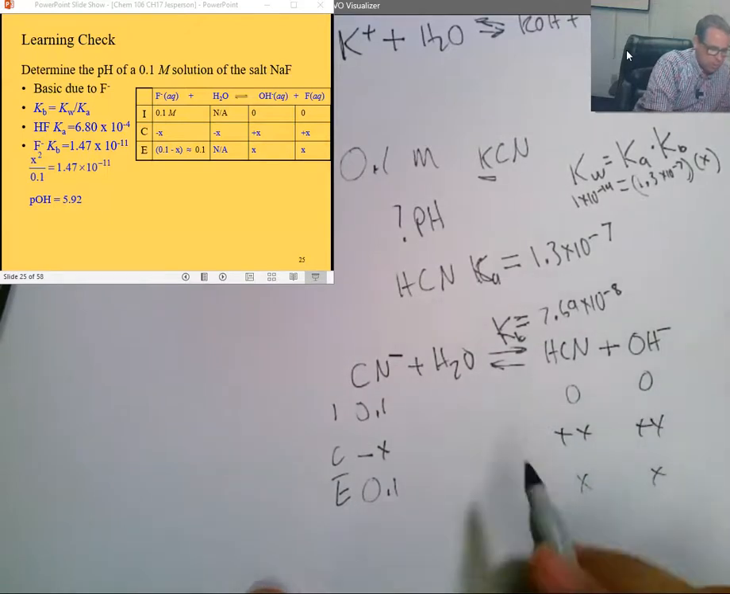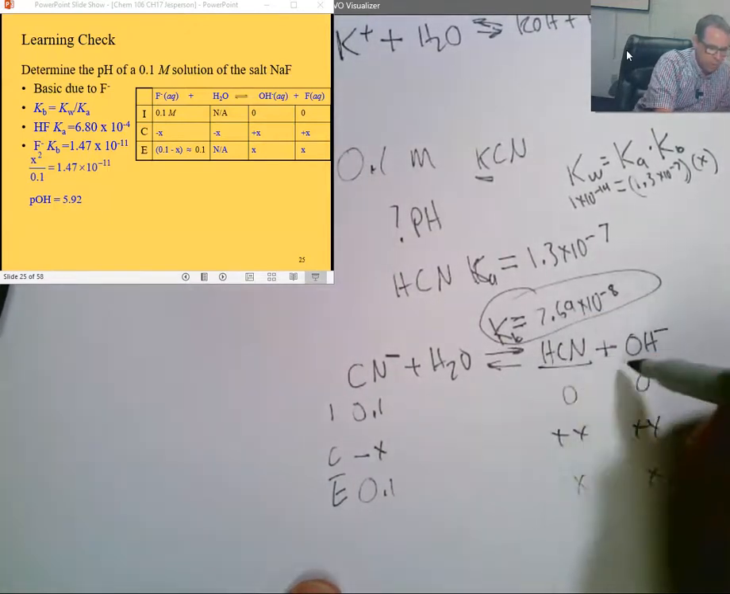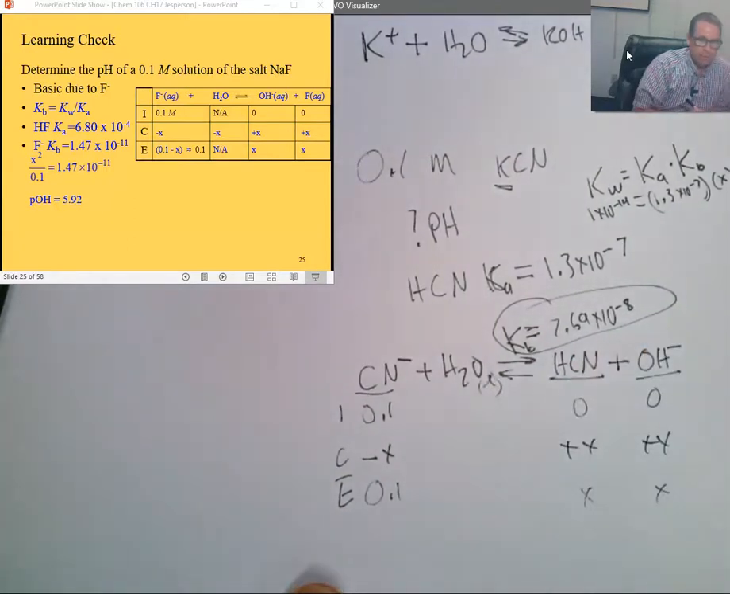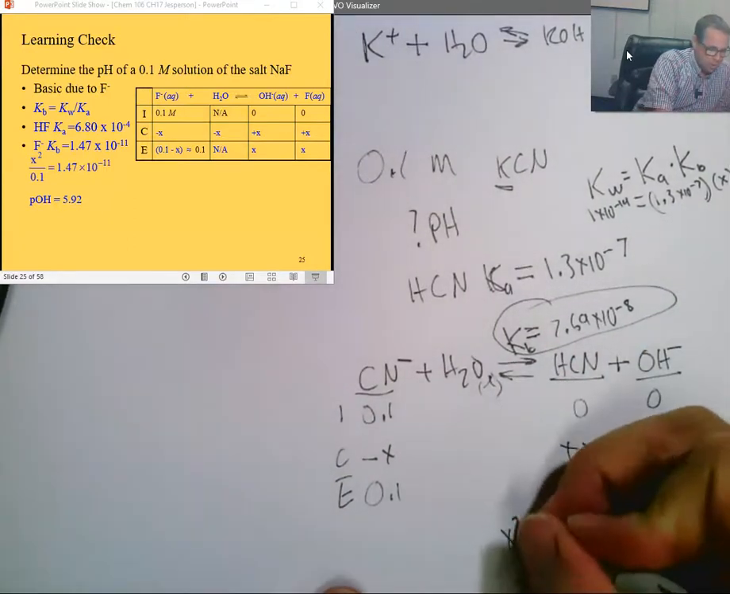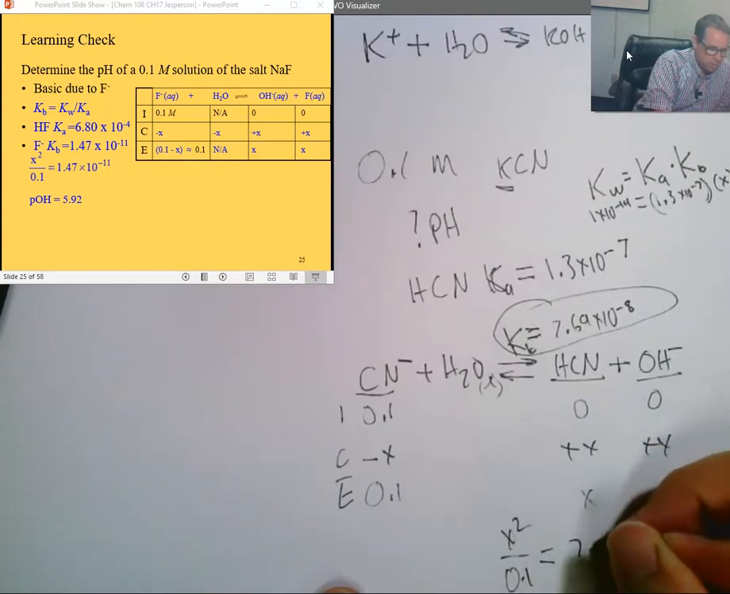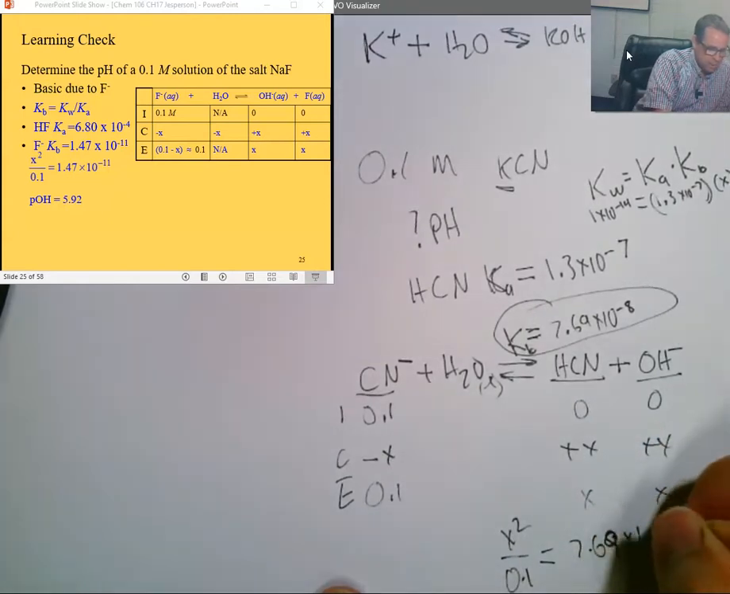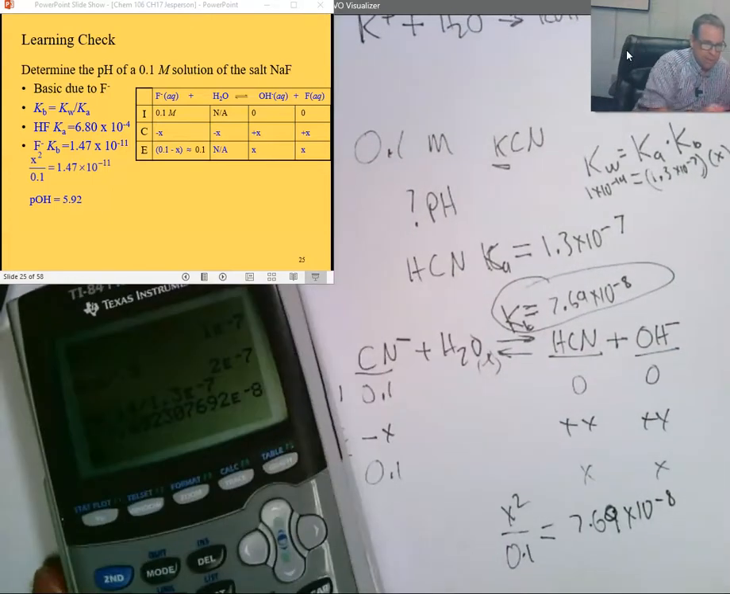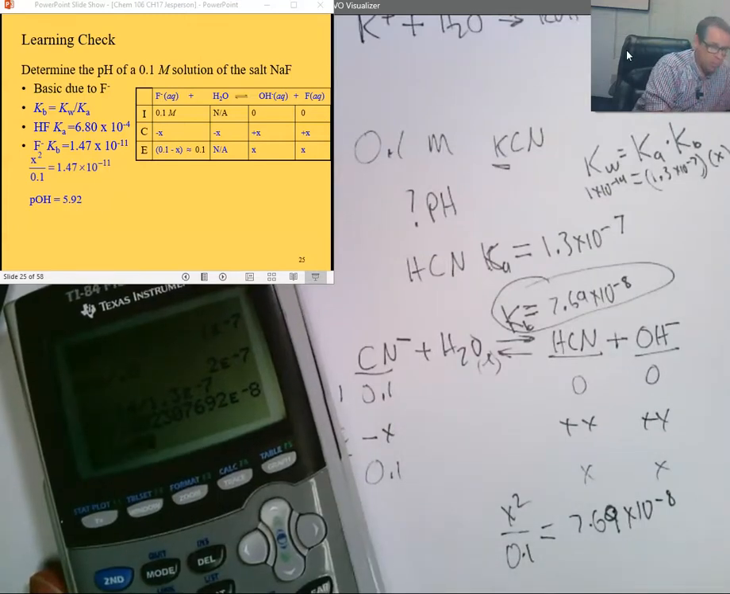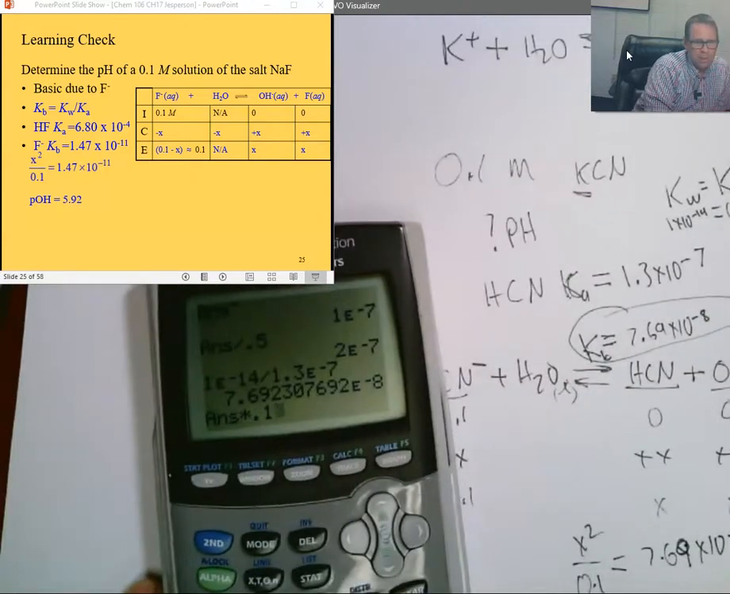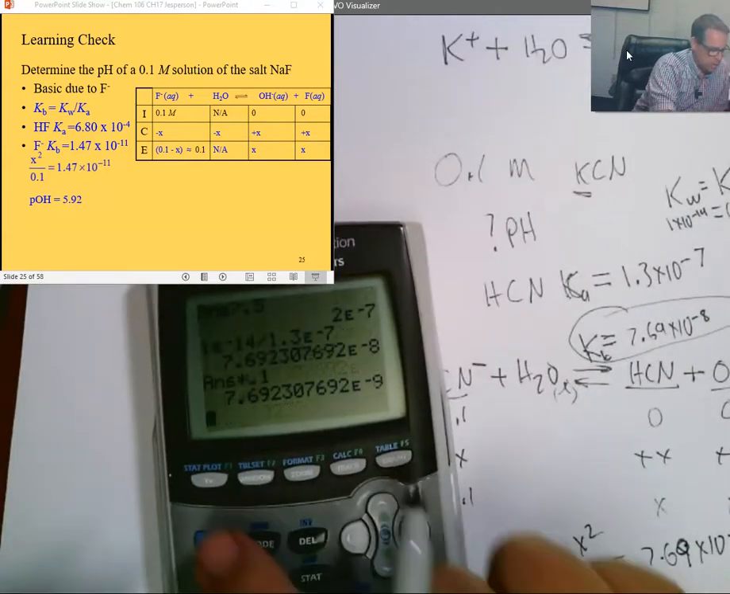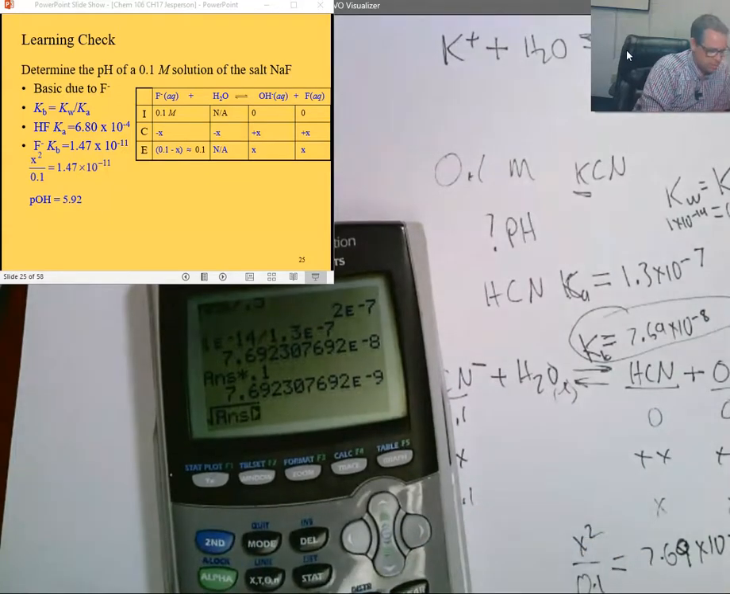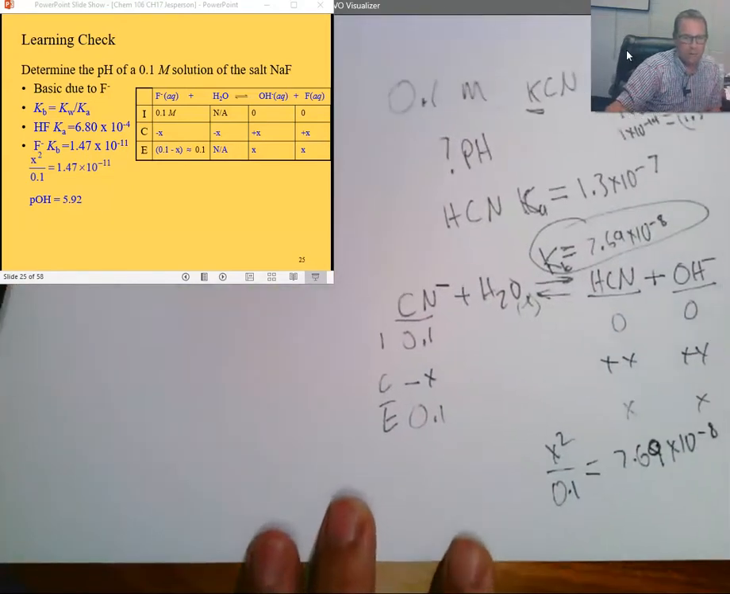So this Kb is equal to products over reactants, the liquid there is not going to be involved, right? So x squared over 0.1 equals 7.69 times 10 to the minus 8. And then we can solve for x. So I got 7.69 times 10 to the minus 8 times 0.1, and then the square root of that value. So 8.77 times 10 to the minus 5.